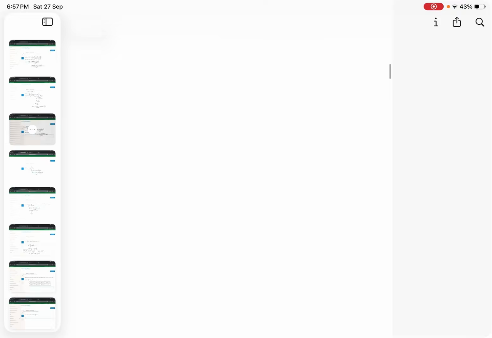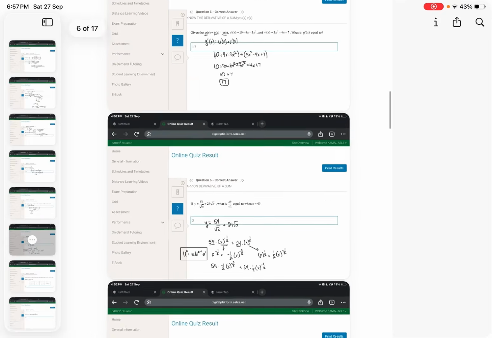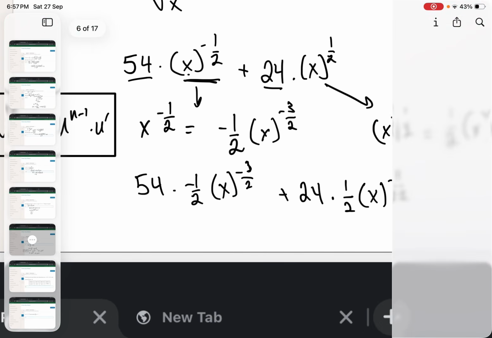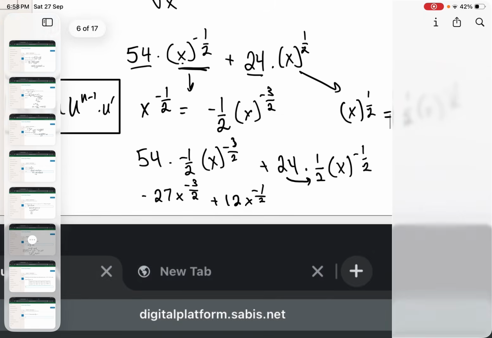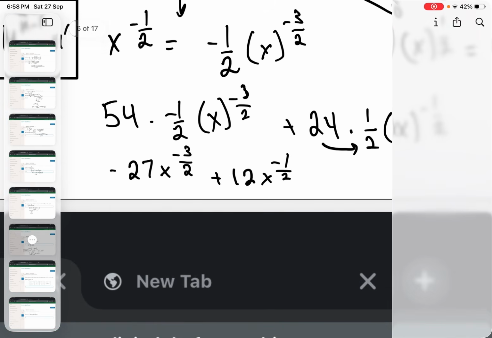And then since you multiply 54 by half, which will be negative 27, x to the power of negative 3 over 2 plus 12, because you do 24 times half, 12 x to the power of negative 1 over 2. And then here, instead of putting the exponents, because they're negative, you could move them into a fraction. Instead of doing that, they gave you x as 9. So just replace x with 9, now you got the final part.